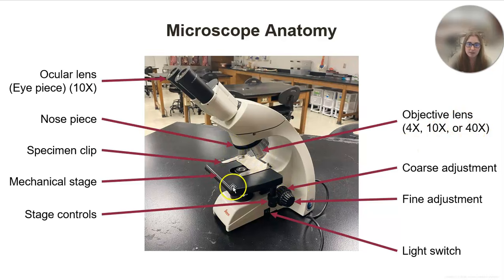Then we have this mechanical stage here. That's what this kind of black rectangle is. This is the portion of the microscope that actually goes up and down. And the mechanical stage is going to have this specimen clip on it, which is just a metal clip that you're going to be able to secure your microscope slide with. And it has this metal plate on it. That metal plate is going to be able to move forwards and backwards, as well as left to right.